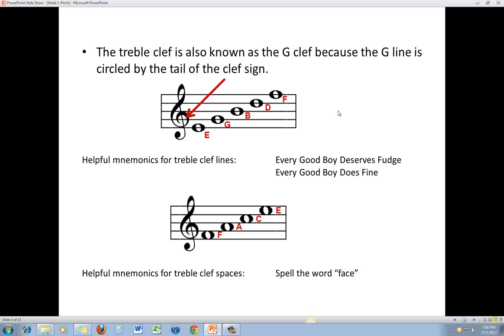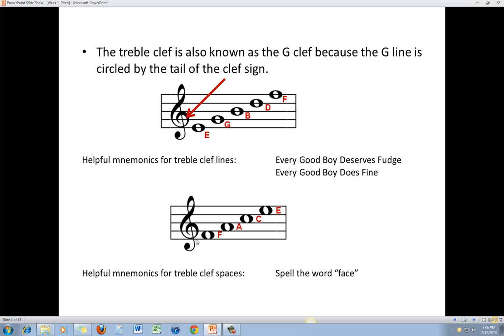Oftentimes people like to use mnemonics to help remember what the notes are, and a couple of common ones are every good boy deserves fudge or every good boy deserves fine. They're not very poetic. You may be able to come up with something more interesting, but for many people that is a useful tool. The spaces in between the lines in the treble clef, F-A-C-E, spell the word face. So that's a pretty easy one to remember.